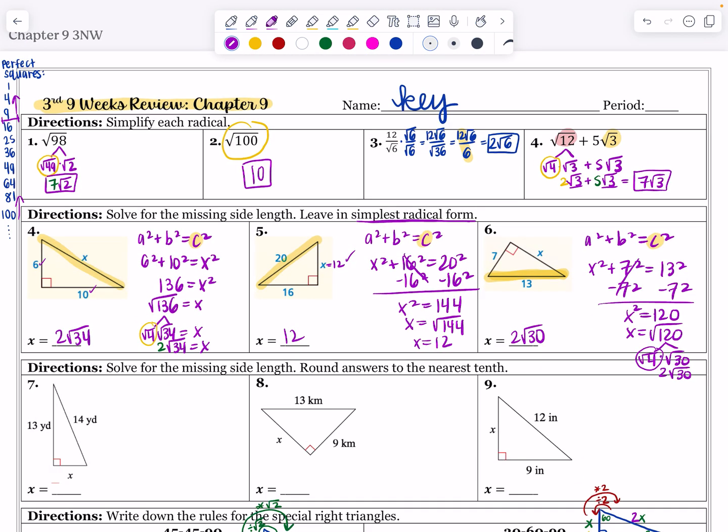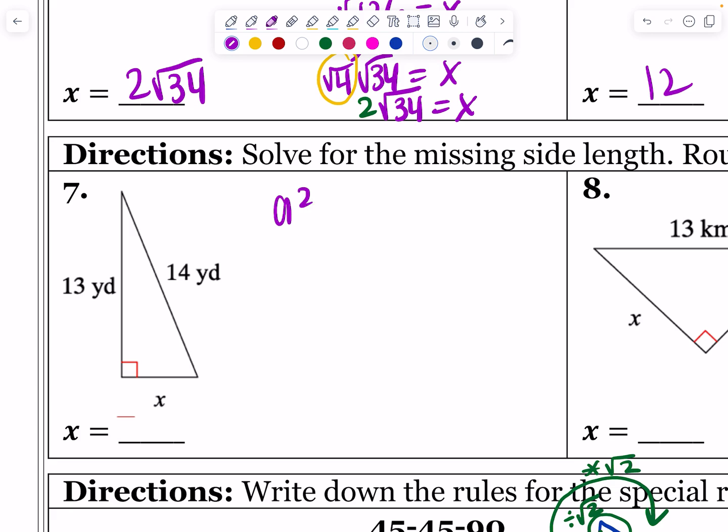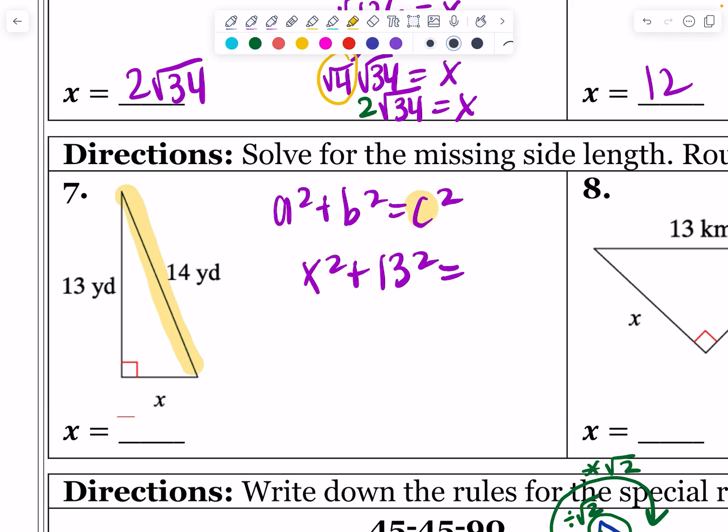And the next section is more Pythagorean theorem. But this one, instead of saying leave it in simplest radical form, says to round your answers to the nearest tenth. So this one is going to allow us, if it is not a whole number, to use the decimal form. And so again, Pythagorean theorem, a squared plus b squared equals c squared. So that's going to be x squared plus 13 squared equals our hypotenuse, which is always our c. So that's going to be equals 14 squared.